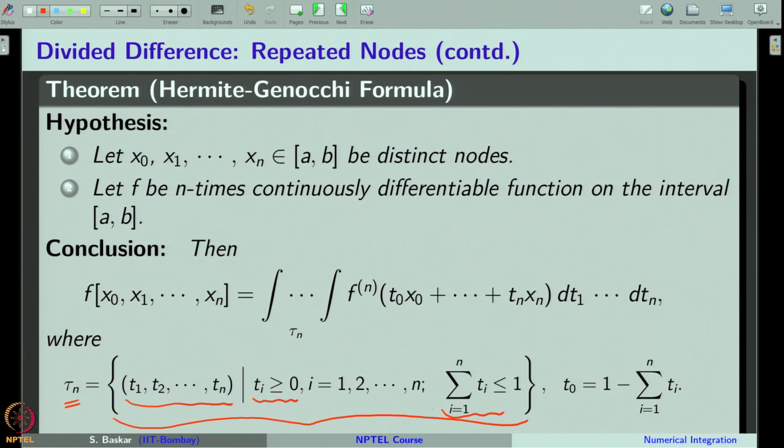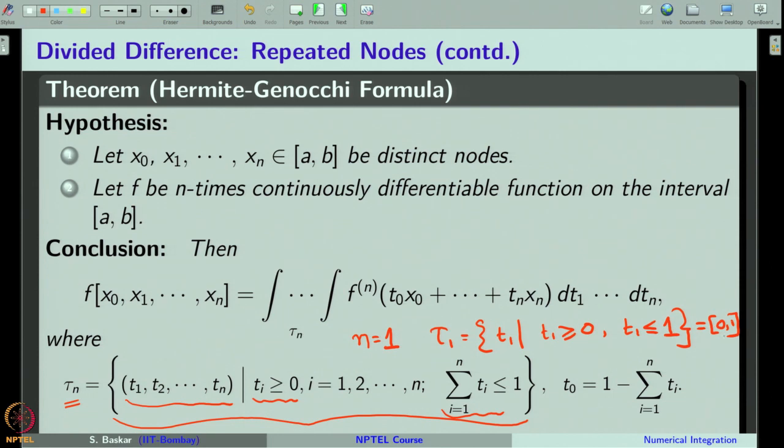Let us try to understand how this set looks like. For instance, if n is equal to 1, you have tau 1 is equal to the set of all, only one number will be there, t 1, such that t 1 is greater than or equal to 0, and from the summation you can see that t 1 is less than or equal to 1, right? This is precisely the closed interval 0 to 1, right?